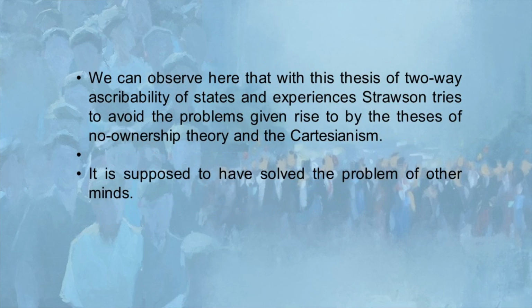We can observe here that with the thesis of two-way ascribability of states of experiences, Strawson tries to avoid the problems given rise to by the no-ownership theory and Cartesianism. Also, it is supposed to have solved the problem of other minds. Now, we'll have to see what Strawson said on Cartesianism.